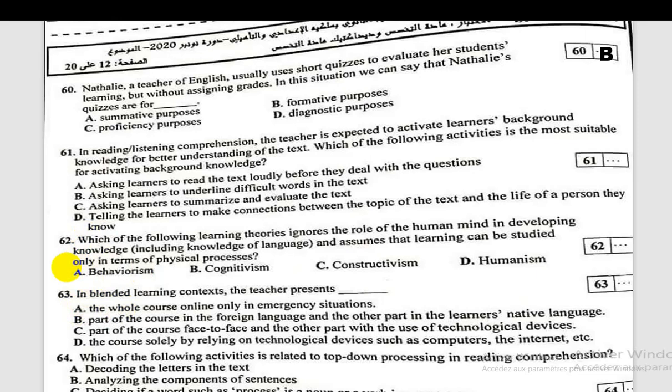So which activity is suitable for this purpose? A. Asking learners to read the text loudly before they deal with questions. B. Asking learners to underline difficult words in the text. C. Asking learners to summarize and evaluate the text. Or D. Telling learners to make connection between the topic of the text and the life of a person they know. So here we have four options. The right answer is D.